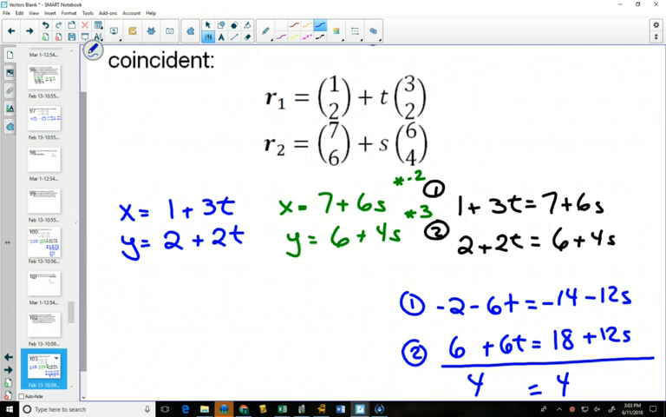Okay? They don't look identical based on the equations, but if you look at the equations and the direction vectors, can you see they're parallel? And if t is 2, can you see that you get the point 7, 6? So if they're parallel and they have a point in common, well, they must be exactly the same line. Yay.